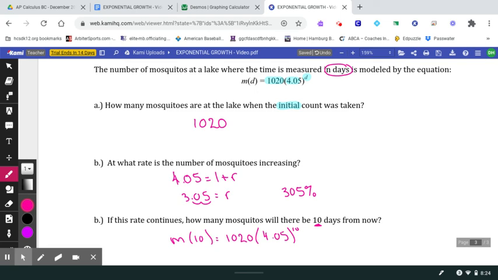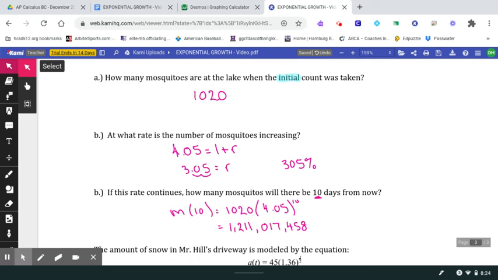4.05, raise that to the 10th power. Whoa. Man, that is a big number. Where do my commas go? I think I'm getting 1,211,017,458. How about that? Yeah, that's more mosquitoes than we care for. So you got to be careful. Watch out for that lake.